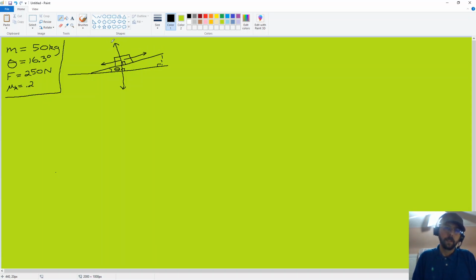I didn't label everything there, but I think it's pretty clear what forces are acting on it. So we have the force, I'll just call it the pushing force, pushing it up the hill, the force of gravity acting perpendicular to the horizon, the normal force acting perpendicular to the inclined plane, and the force of friction slowing the motion uphill.